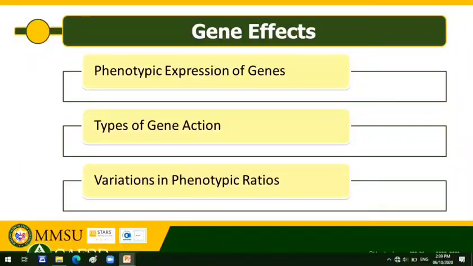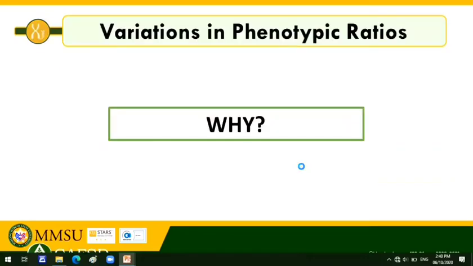So hello everyone, we are already done with the first and second parts of gene effects. That is the phenotypic expression of genes and the types of gene action. For now, we will be discussing variations in phenotypic ratios. Now, why are there variations in phenotypic ratios?